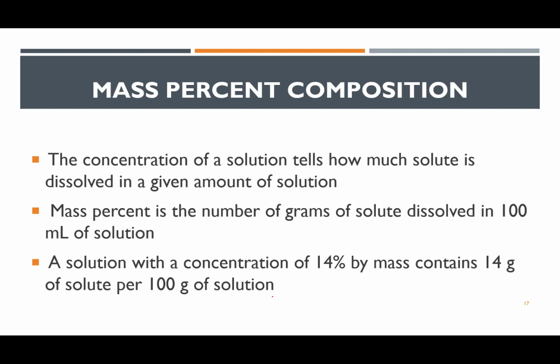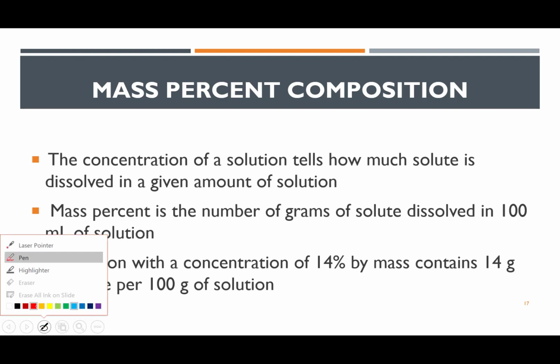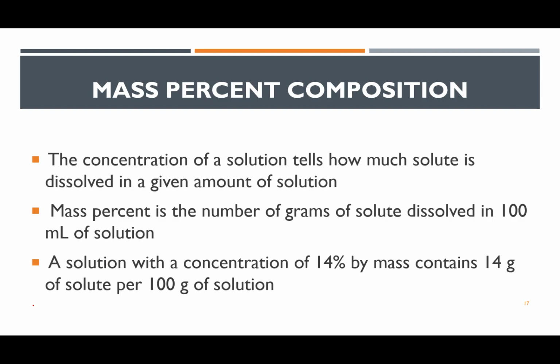Now let's talk about mass percent composition. Mass percent composition is a concentration. Basically, mass percent is the number of grams of solute dissolved in 100 milliliters of solution. Sometimes when we say that a solution has a concentration of 14% by mass, that means 14 grams of solute is dissolved in 100 grams of solution.